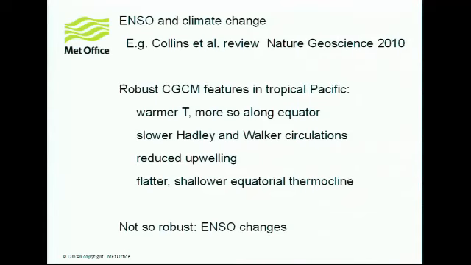But the robust change of a flatter, shallower equatorial thermocline, isn't that essentially a robust prediction of a move in the direction of a permanent El Nino?